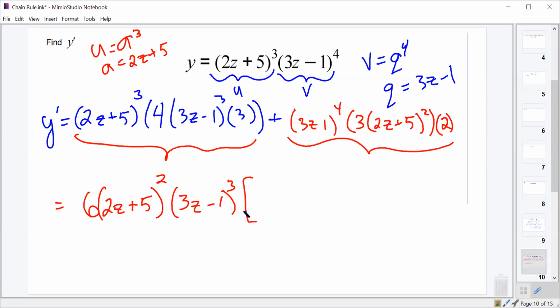And then what's left? 2z plus 5 cubed gives us what? If we took out the 2z plus 5 squared, it just gives us a 2z plus 5. And if we took a 6 out of the 4 times the 3, what's left? Just a 2, right?